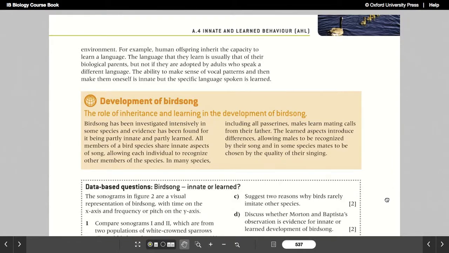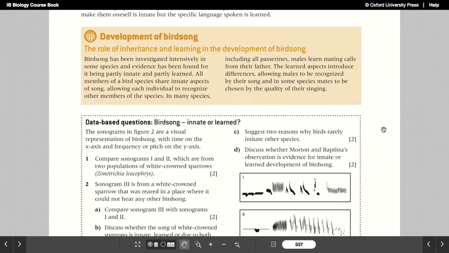And then birdsong has to do with learning. It also has to do with being innate. So you are born knowing a birdsong, but then you can also pick it up from your parents. So if you have a mockingbird and it's raised by a blue jay, it might learn a different birdsong, but it was also born knowing how to do a birdsong as well.